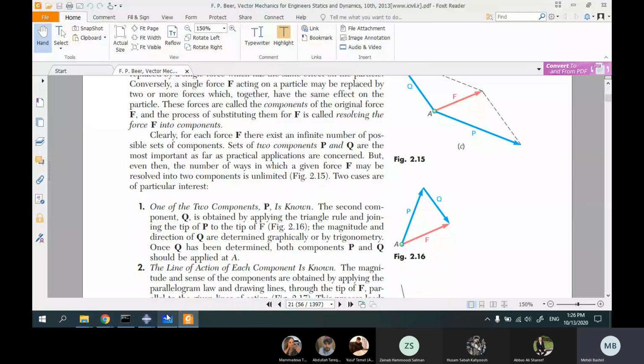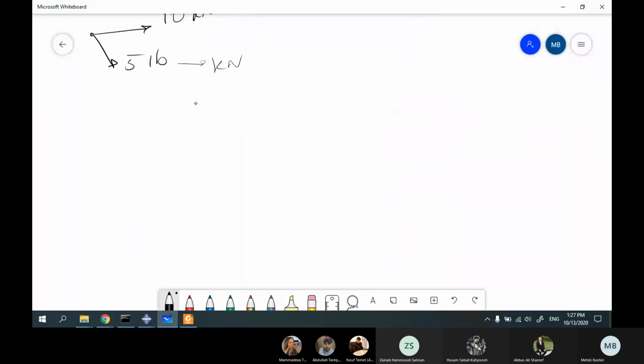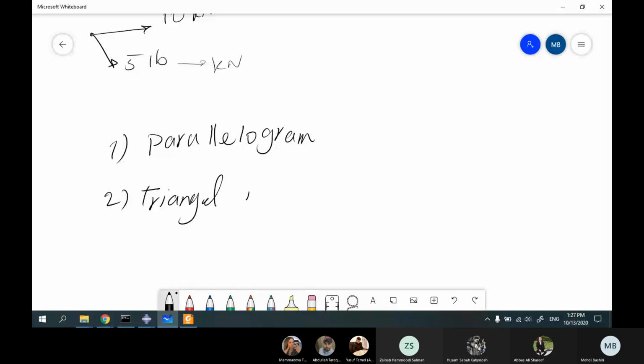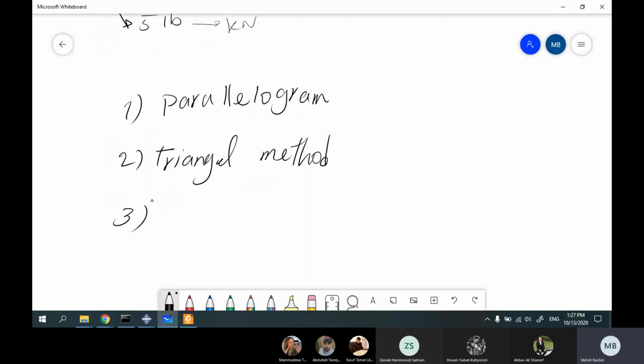The first method is parallelogram. The second one is triangle method. And the last one and the most important one is component method.